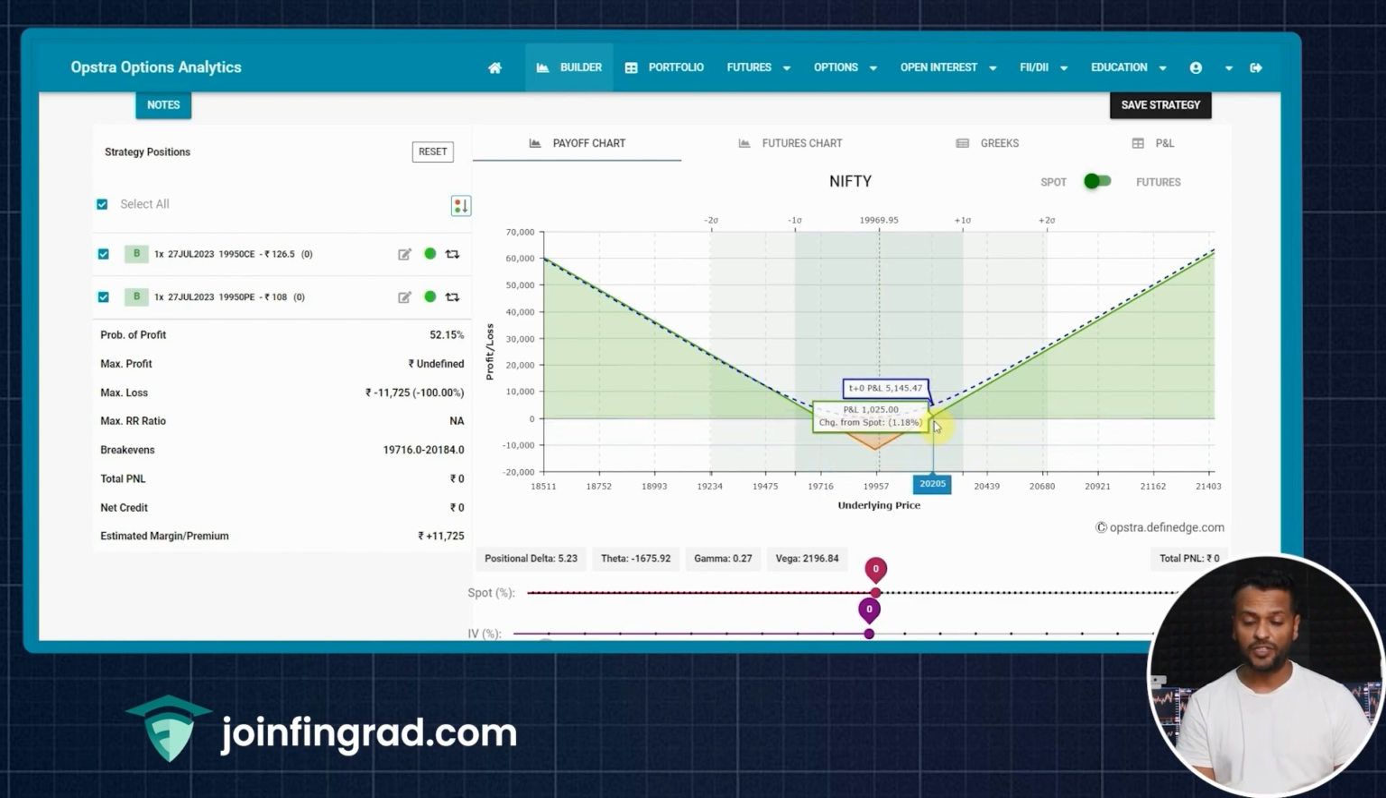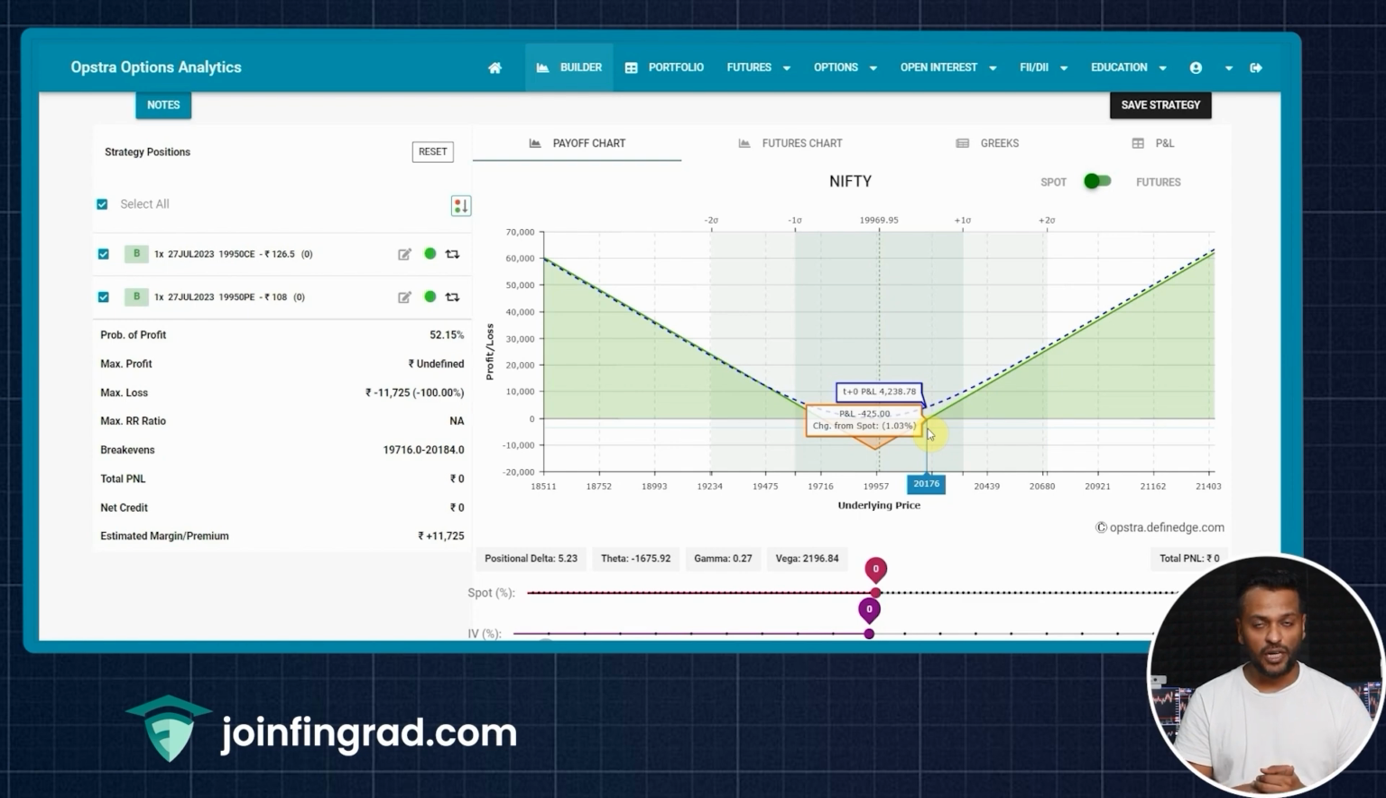But if the market takes a trend in line with your expectation, you buy a straddle when you're expecting the market to move in a certain direction. So if the market goes up beyond the level of 20,184, you make money in this trade. Or if it comes down to the level of 19,716, you make money in this trade. So if you are a long straddle holder, you make money only if the market drifts in a certain direction.